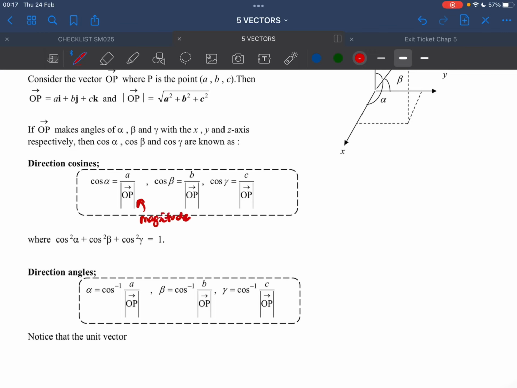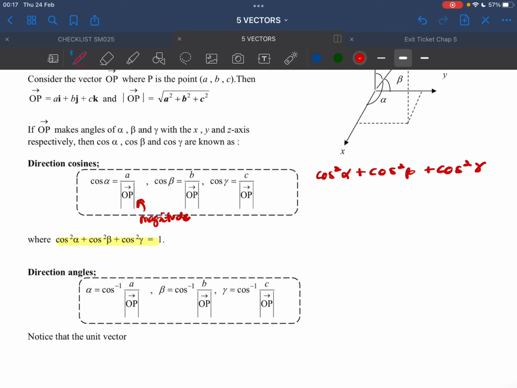Okay, as you can see from here, cos square alpha plus cos square beta plus cos square gamma is equal to 1. So you have the direction cosine. If we square this, square this, square this, you'll get 1. How? Let's see. If you have cos square alpha plus cos square beta plus cos square gamma, what's the formula for this one here?